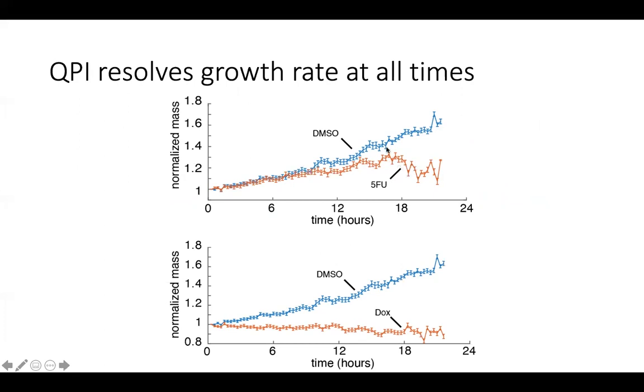Another really important aspect of this is the ability to see just the difference in growth rate, and the fact that the 5FU does have an effect here. Even though it's not killing the cells, and the cells are still growing, they're not growing as fast as the control, which is another interesting feature of this data.